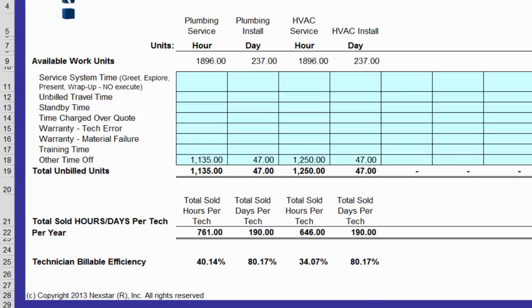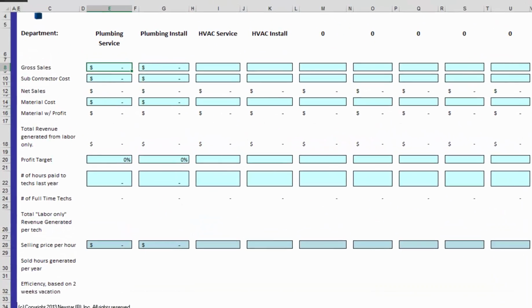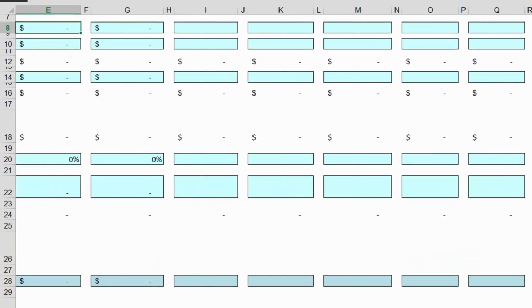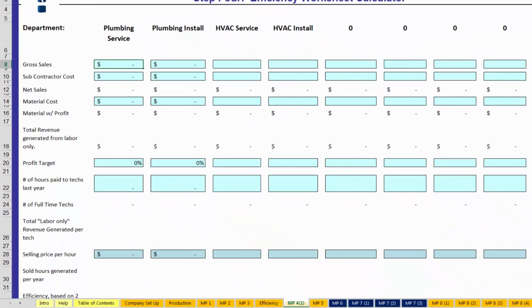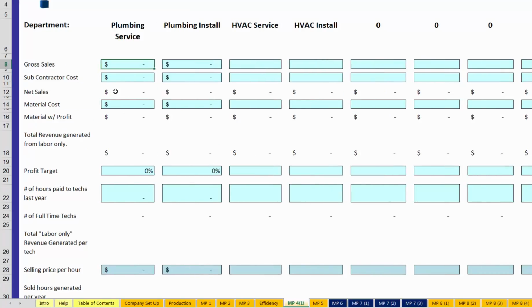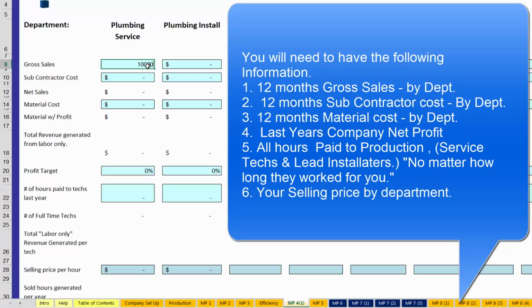Now there's a tab in here that we've added. So if you want to back into your efficiency, go over to MP41, and let me make this a little larger so you can see it. Okay, or maybe I should just say so I can see it, because I was struggling with it. All right, so you can come up here and put in your gross sales for the plumbing service department. Let's say it was $1 million.